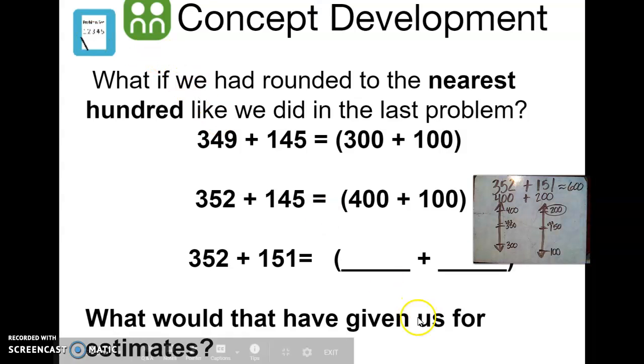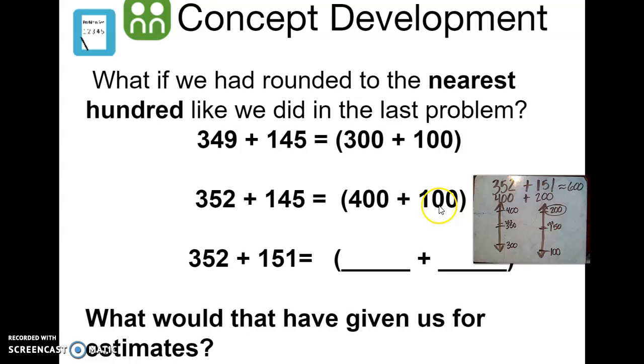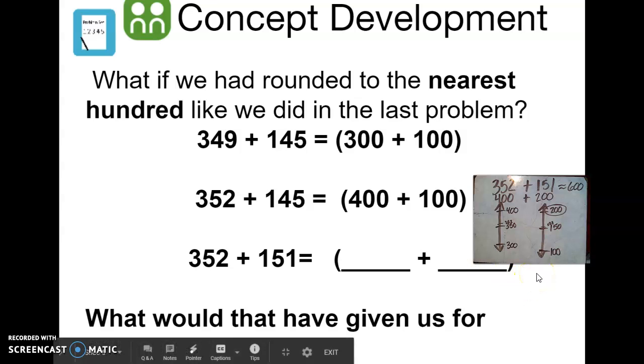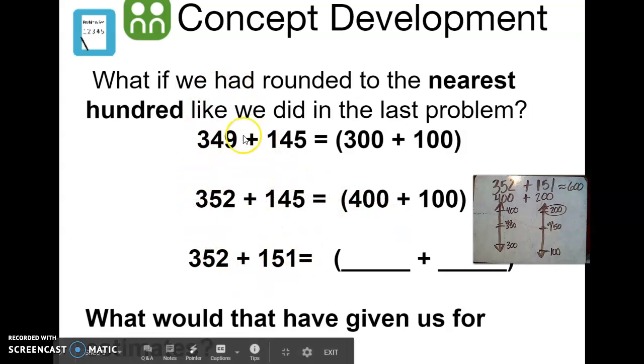600. Notice, I have 300 plus 100, which would give me 400. I have 400 plus 100, which would give me 500. Then I have 400 plus 200, which would give me 600. Wait a minute. I have 400, 500, 600, but look how close my numbers are. Do you see how important careful rounding can be? This is pretty exciting, don't you agree?